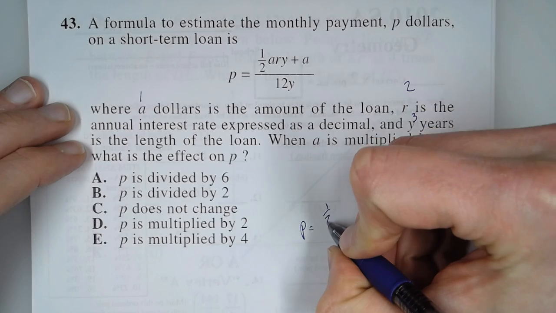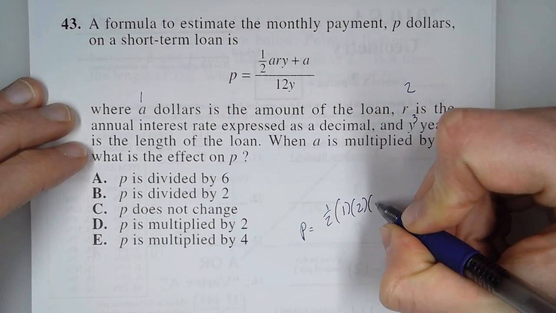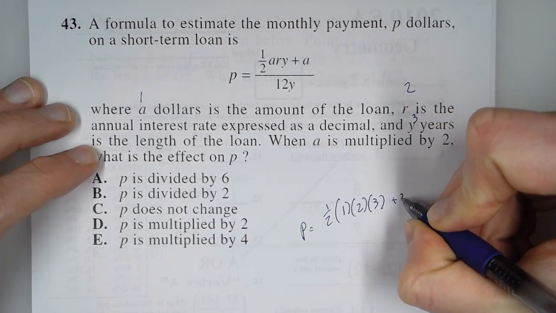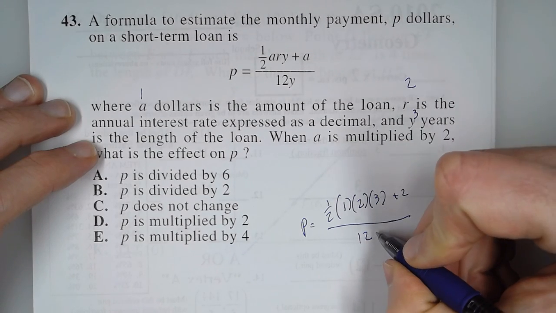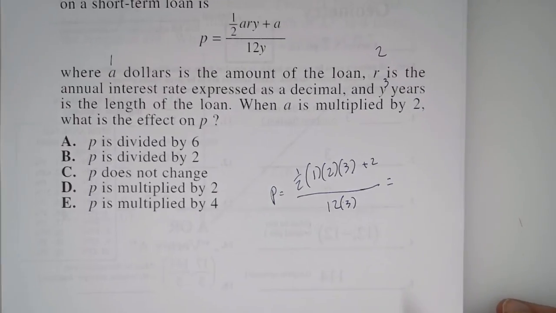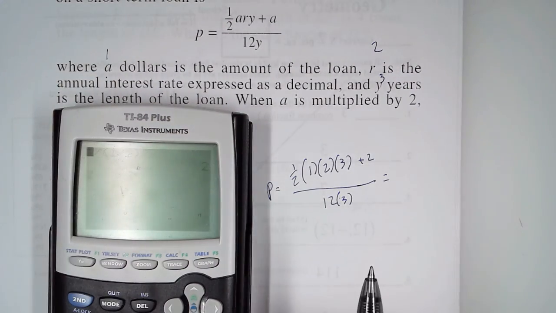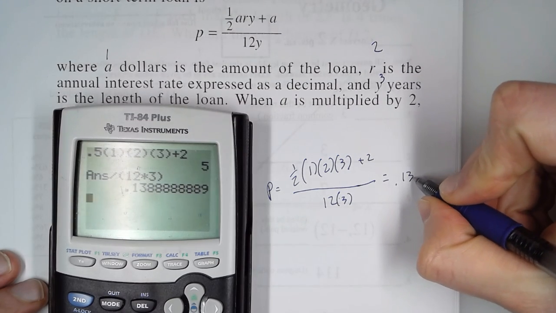So we get 1/2, A is 1, R is 2, Y is 3, all over 12 times Y, which is 3. Now we may get a whole number, we may get a decimal, but that's okay. So 0.5 times 1 times 2 times 3 plus 2 divided by 12 times 3. So we get 0.138 repeating.